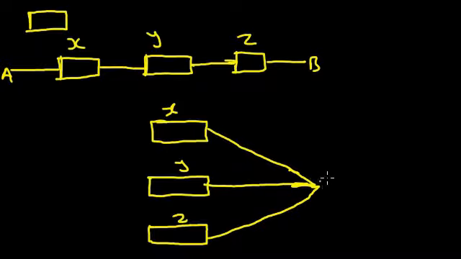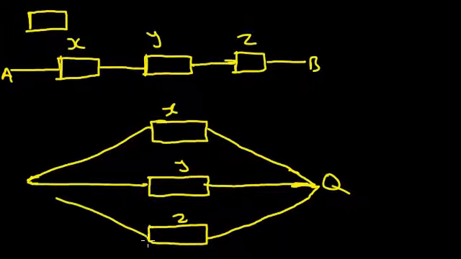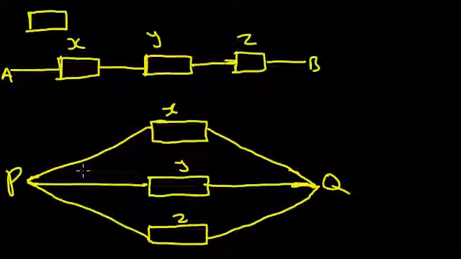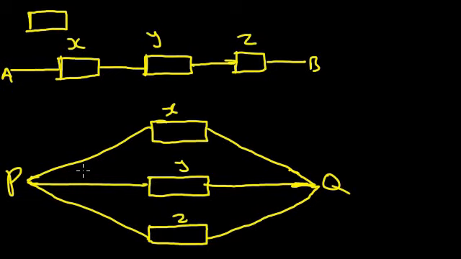if this point is point Q, and this one is point P, then we say resistors X, Y, Z are connected in parallel. And that's the visual illustration of resistors that are connected in series and in parallel. So always keep that in mind. Now let's try to make good use of this. Let's see how to find the equivalent resistance of resistors in series and in parallel.